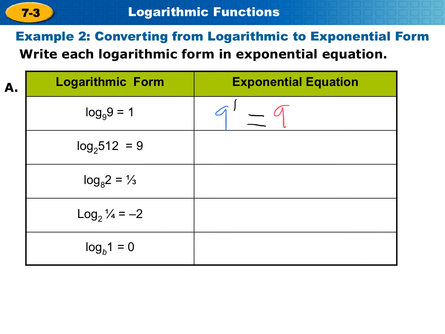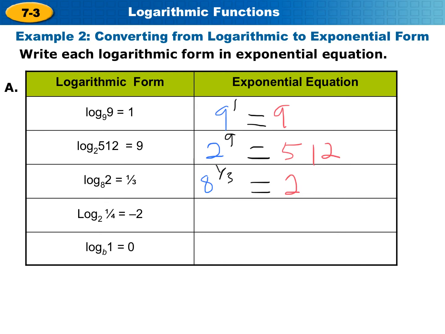The next one, we have log base 2. So our answer is 2. The exponent is 9, so 2 to the 9th power is, the answer is 512. The next one we have log base 8, so the base is 8. The exponent is 1/3, so now we're looking at the third root of 8, and the third root of 8 is 2.